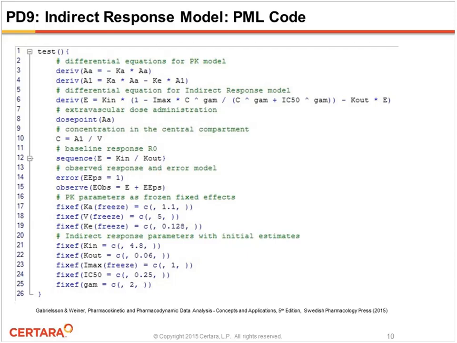The next segment shows the observations, the effect observations with the additive error model. The PK parameters, since we're using these as frozen fixed effects, these are the values that were found in the previous study. And then lastly, we have the indirect response parameters declared as fixed effects, as well as the initial estimates. So the C statement with parentheses and the value here. If desired, you can put boundaries in here. So you can go lower bound, initial estimate, upper bound. In this case, we simply have the initial estimates for the indirect response parameters.